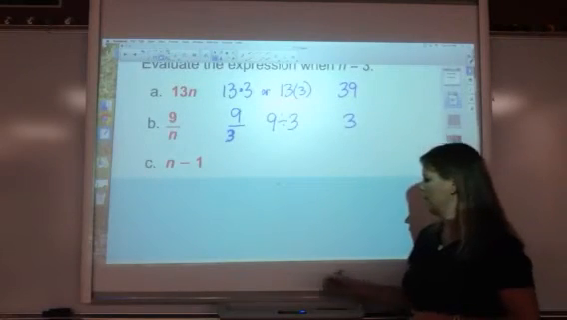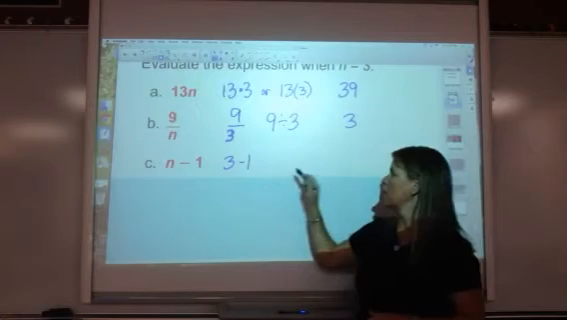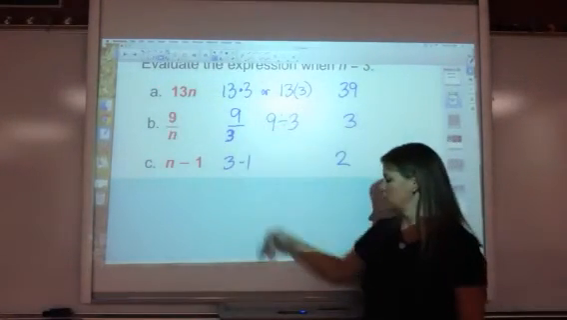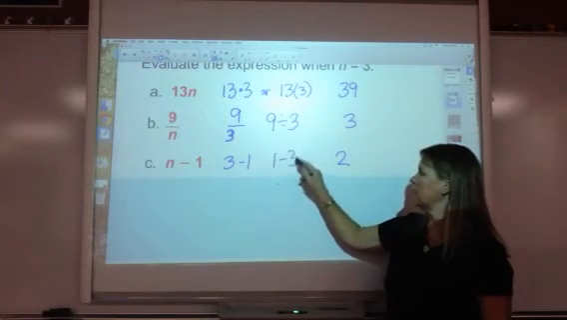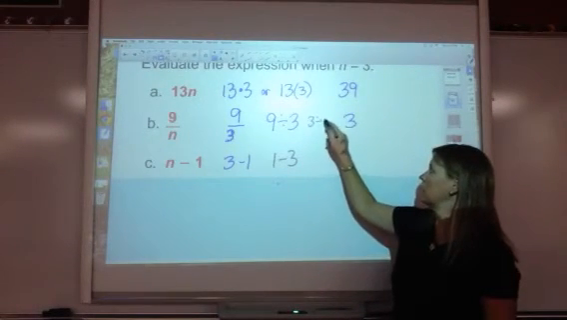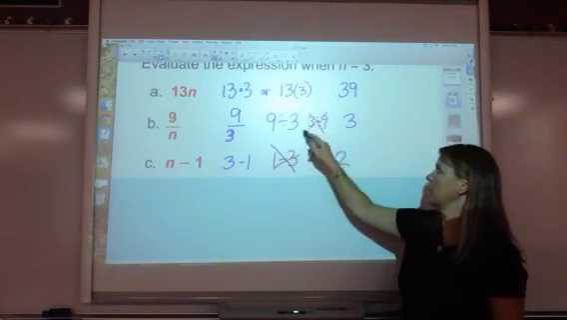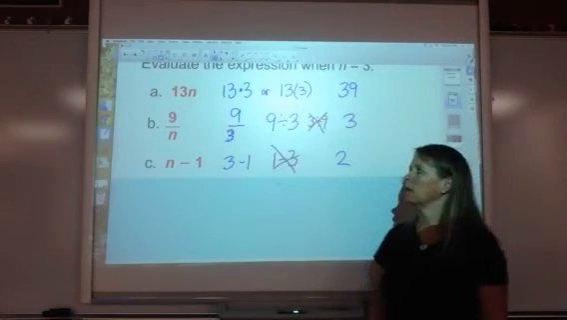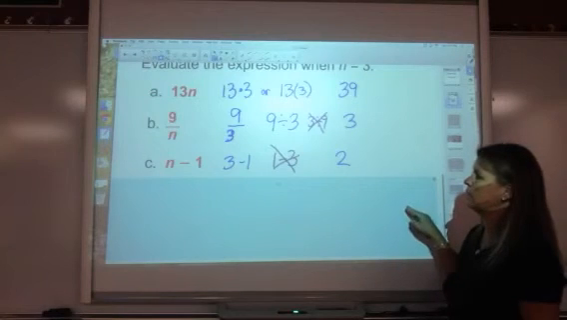When you have n minus 1, go ahead and put 3 in place of the n. 3 minus 1 is 2. Division and subtraction, don't forget about that old commutative property. It is not okay to do those in reverse order. 1 minus 3 or 3 divided by 9 is not the same as 3 minus 1 or 9 divided by 3. You've got to keep them in order.